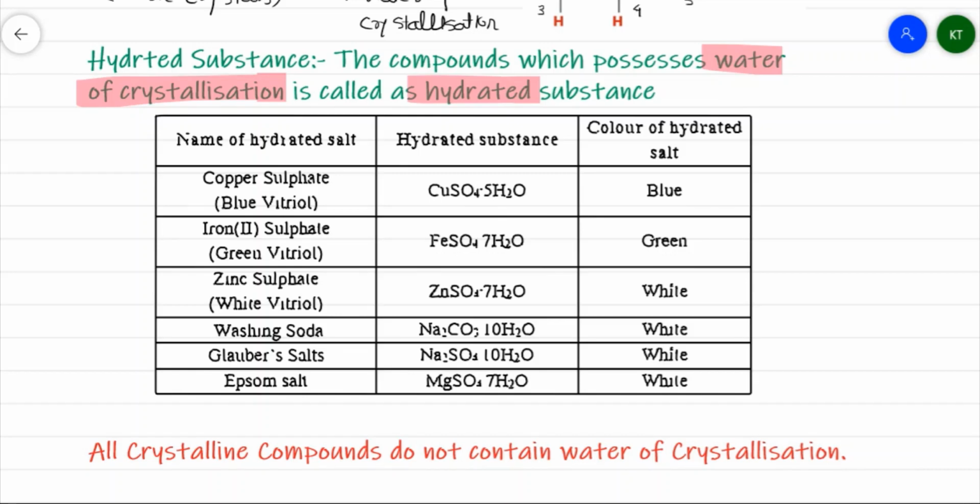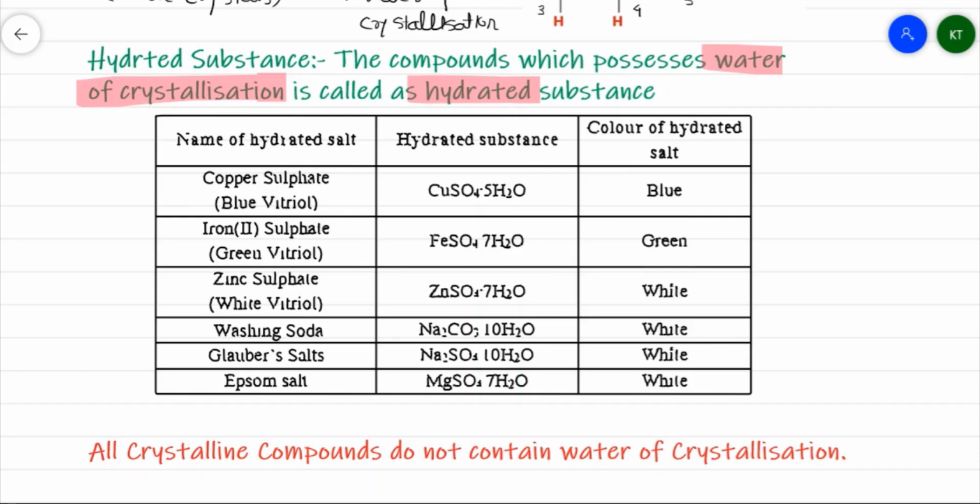One, we have copper sulfate pentahydrate, called blue vitriol. Then I have iron sulfate, called green vitriol. It contains 7 water molecules as water of crystallization and is green in color. Zinc sulfate heptahydrate contains 7 water molecules of water of crystallization. It is white in color.